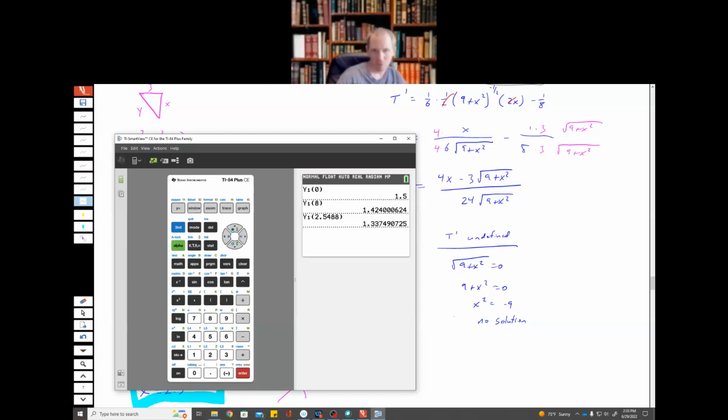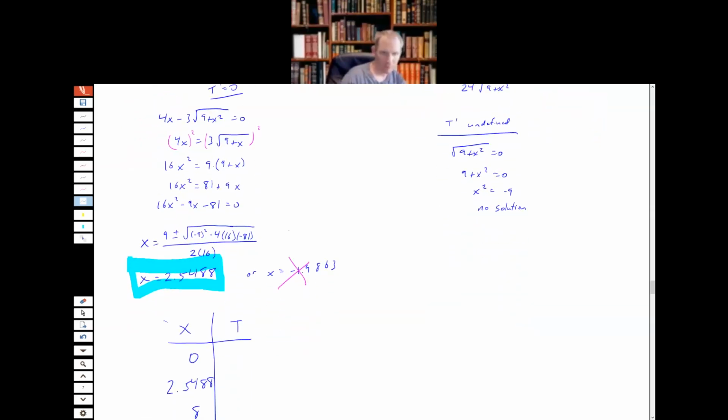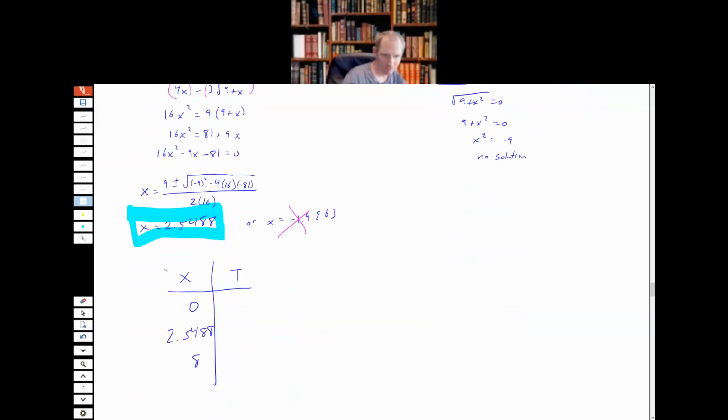Okay, so at 0 we get 1.5 hours. At 8, we get 1.42. And at our critical point, we get 1.3375. And we're looking for the least amount of time, so that's it.